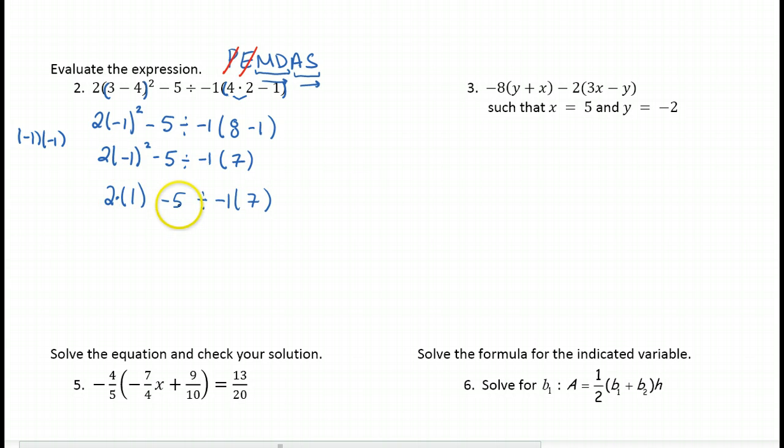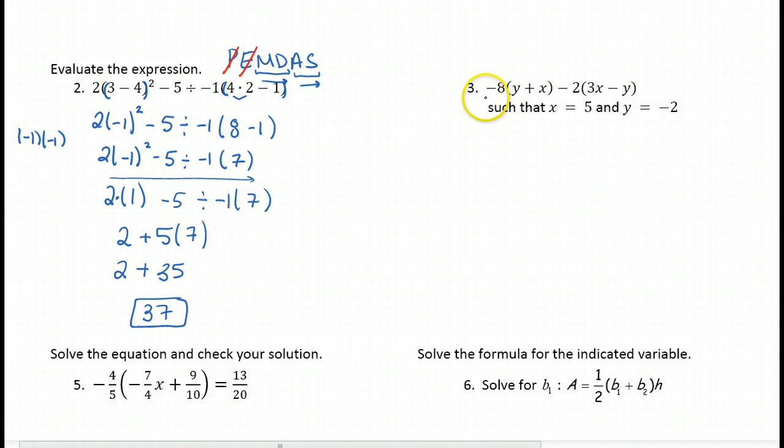So I continue on with my order of operations, multiplication and division from left to right. So I'm just going to go through left to right and do those operations. So 2 times 1 is 2. Then I have negative 5 divided by negative 1 is 5 times 7. Multiplication first, 5 times 7 is 35, and 2 plus 35 is 37. So maybe you skipped ahead and you tried this problem, but make sure you go back and you get 37 as your answer, and you know why.